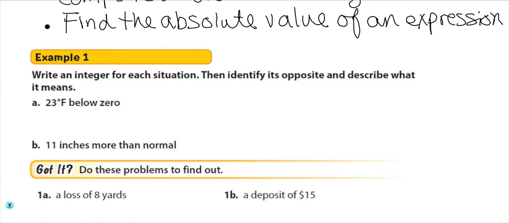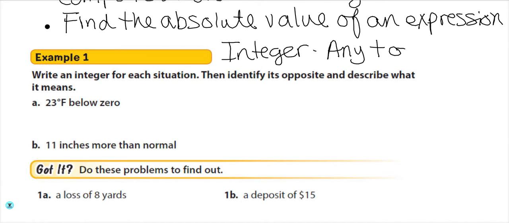Example 1 says, write an integer for each situation, then identify its opposite and describe what it means. Letter A says 23 degrees Fahrenheit below 0. So again, first we need to know, well, what exactly is an integer? An integer is any positive or negative whole number. At least that's how I say it. The book's going to give you this really weird definition. This is my way of saying it because it's a whole lot easier to remember. Any positive or negative whole number.